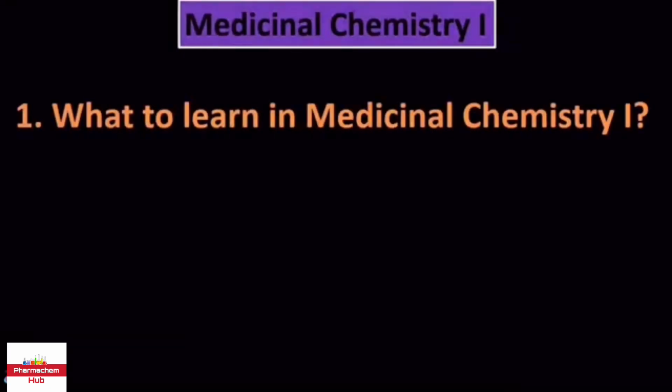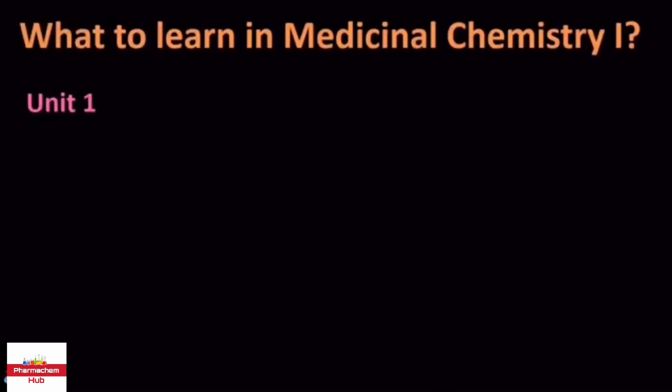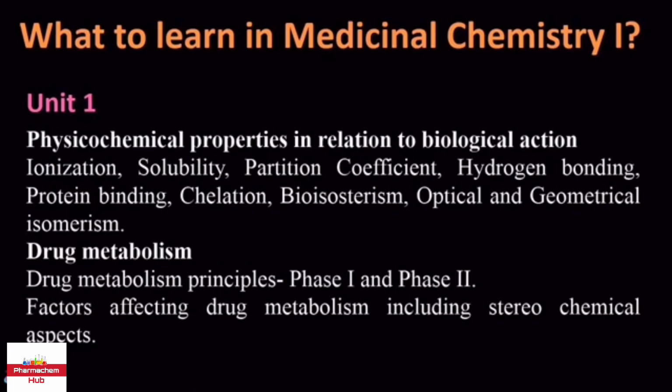Before starting the medicinal chemistry subject, you need to answer two questions. Number one is, what to learn in medicinal chemistry 1? Then the second one is, how to learn medicinal chemistry 1? Let's answer the first question, what to learn in medicinal chemistry 1? Unit 1 is physico-chemical properties in relation to biological action and drug metabolism. We will study this part in upcoming videos. Here we are going to focus only on the rest of the units, that is Unit 2, 3, 4 and 5.